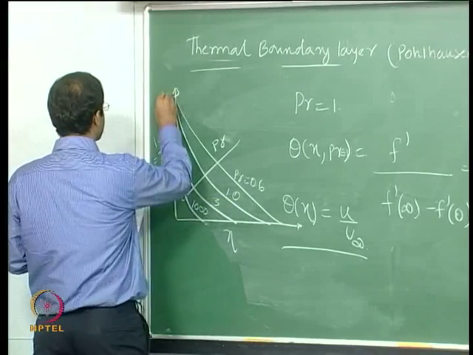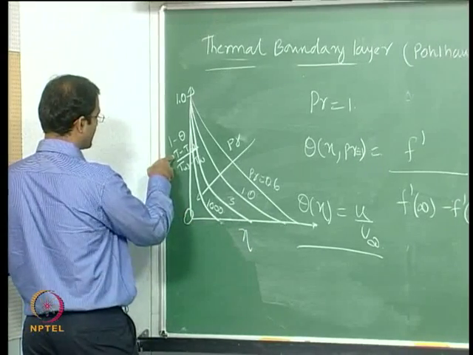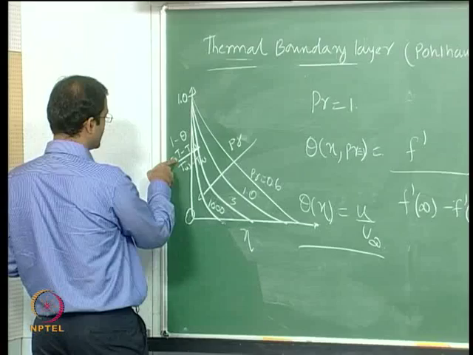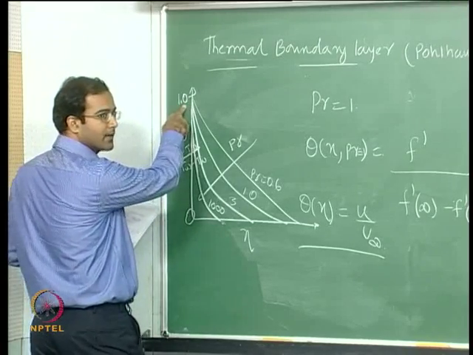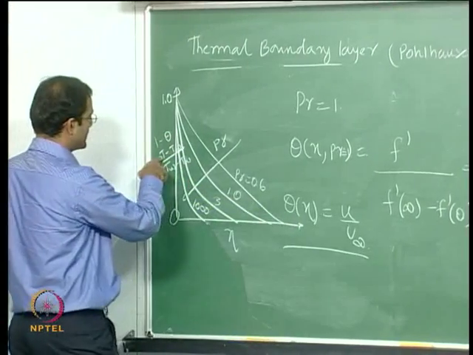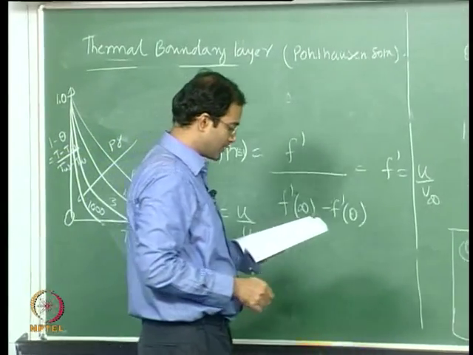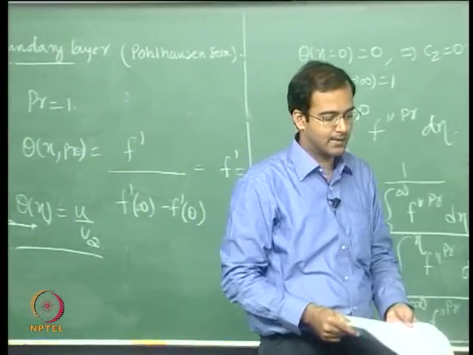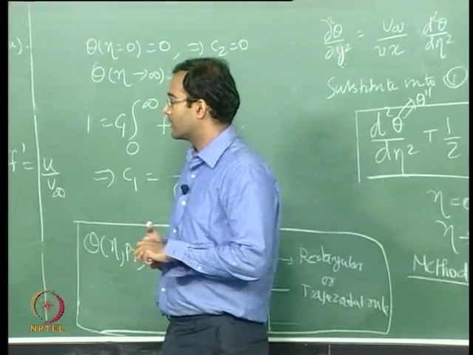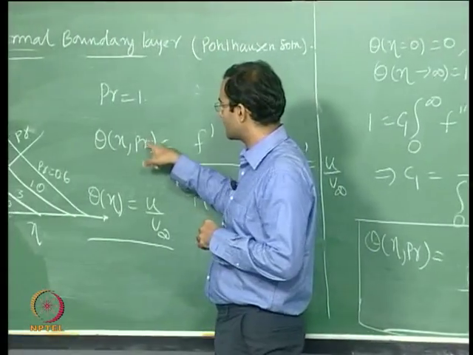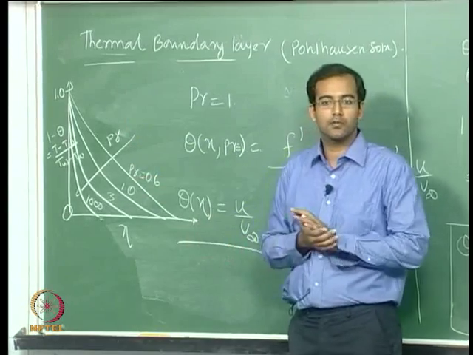Okay, so it will start from, at eta going to 0, I have plotted 1 minus theta, so T should be equal to T wall, therefore it goes to 1, and for large values of eta, T should approach T infinity and 1 minus theta goes to 0. Okay, so this is how qualitatively you can sketch the similarity profiles for theta. And you can find that for the exact value of Pr equal to 1, both the velocity profile and temperature profile are identical.